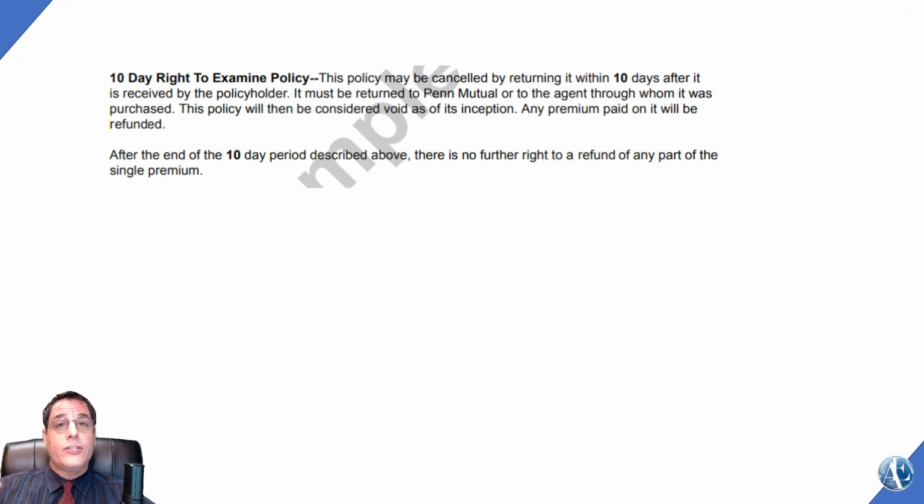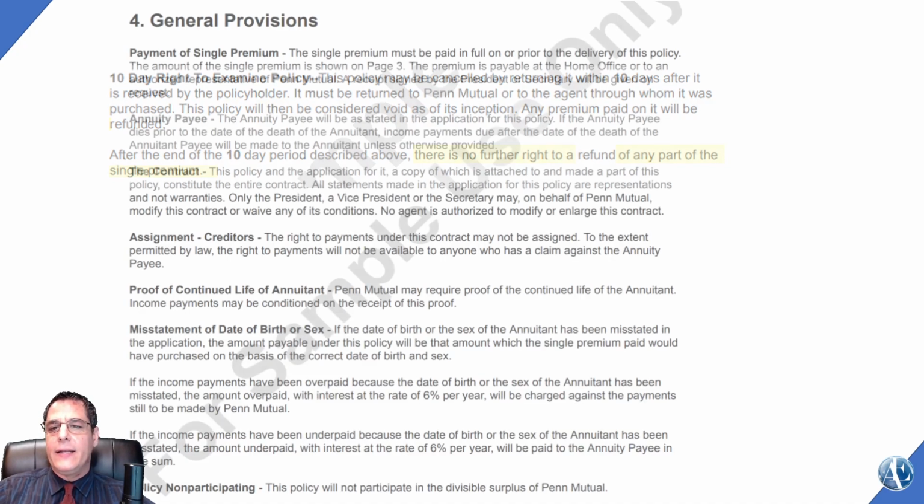So every contract has a free look. This one offers 10 days. Your state might be 30 days, like California's 30 days. But after that free look period, in this case 10 days, but in whatever the case is, there is no further right to a refund of any part of the single premium. So right there, it tells you there's no commutability, no access, no cash value to this immediate annuity.